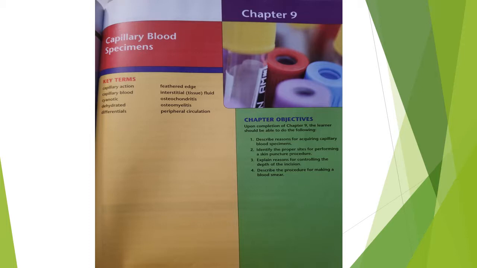Chapter 9, Chapter Objectives. Upon completion of Chapter 9, the learner should be able to do the following. Describe reasons for acquiring capillary blood specimens. Identify the proper sites for performing a skin puncture procedure. Explain reasons for controlling the depth of the incision. Describe the procedure for making a blood smear.